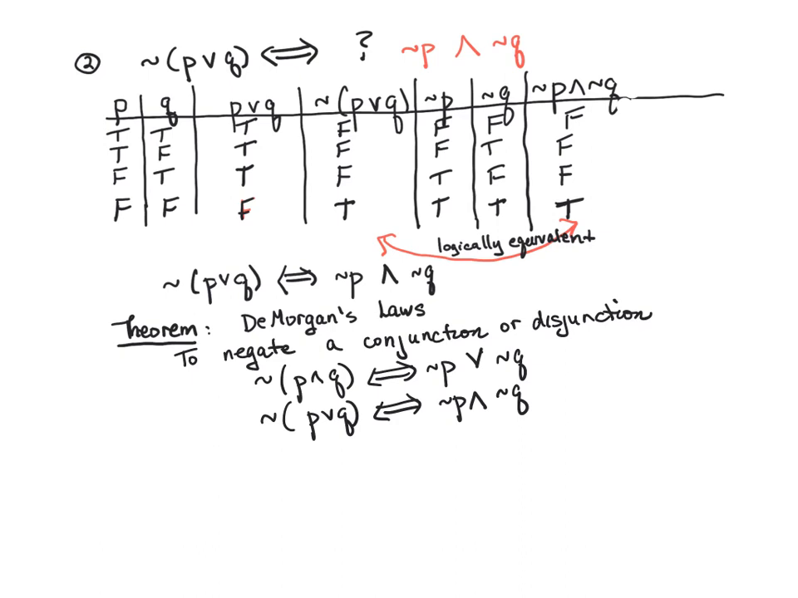Okay, so let's look at an example. 1. Suppose the original statement is x is greater than or equal to 2, or x is less than negative 4. And we'd like to negate this.